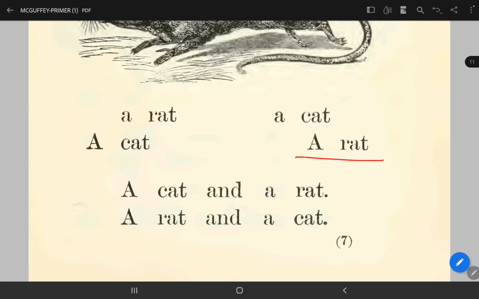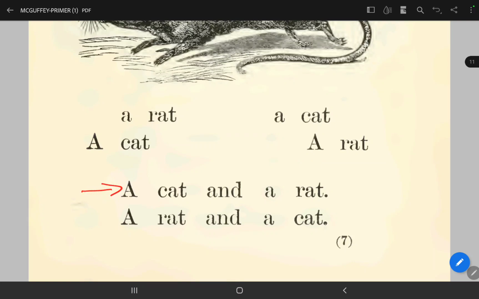Over here you have A again, the capital A for the beginning of the sentence. And then you have R, A, T. Let's sound this out. The English R says R. The English short A says A. Ra. And the classical T says T. Rat. A rat. Now let's move down to the sentences.